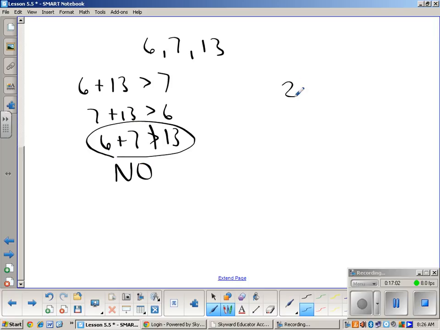So if I have 2, 7, and 8, okay, which is the one I have to test? 2 plus 7. Is that bigger than 8? Yes, it is. 9 is bigger than 8. Okay, so will those three make a triangle? Yeah, so the answer would be yes. These two add up to 9. 9 is bigger than 8, so we can make a triangle out of that. Okay?